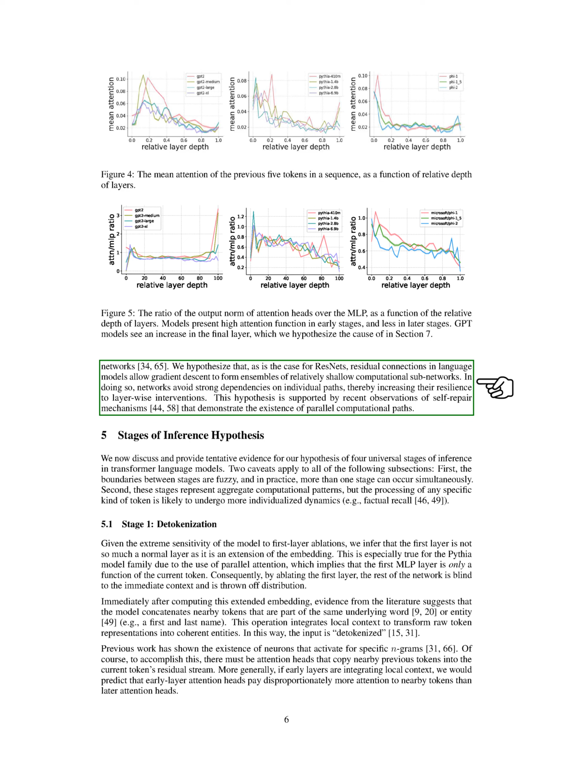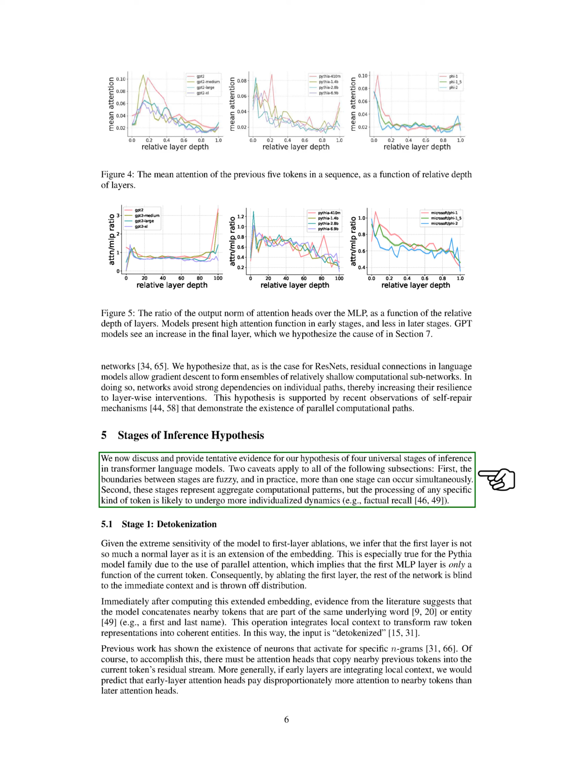We propose that, similar to ResNets, residual connections in language models enable gradient descent to create ensembles of relatively shallow computational subnetworks. By doing so, networks avoid heavy reliance on individual paths, thus enhancing their ability to withstand layer-wise interventions. Recent findings on self-repair mechanisms supporting this hypothesis demonstrate the existence of parallel computational paths.